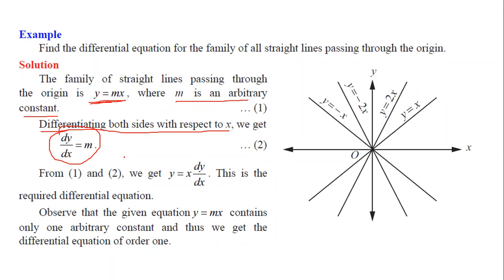What is our aim? Our aim is to eliminate the arbitrary constant. Here m is the arbitrary constant. To eliminate it from y equal to mx, substitute the m value here. What is the m value? dy by dx. Substituting here, y equal to dy by dx into x. Therefore, this is the required ordinary differential equation.